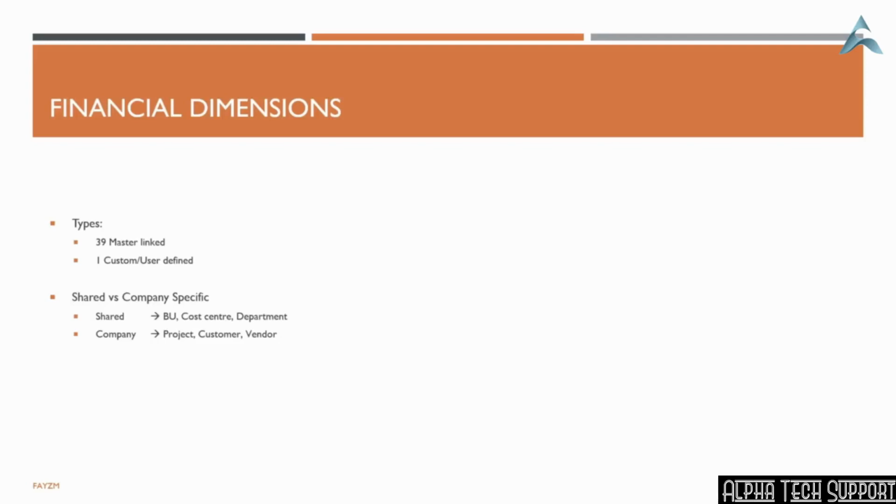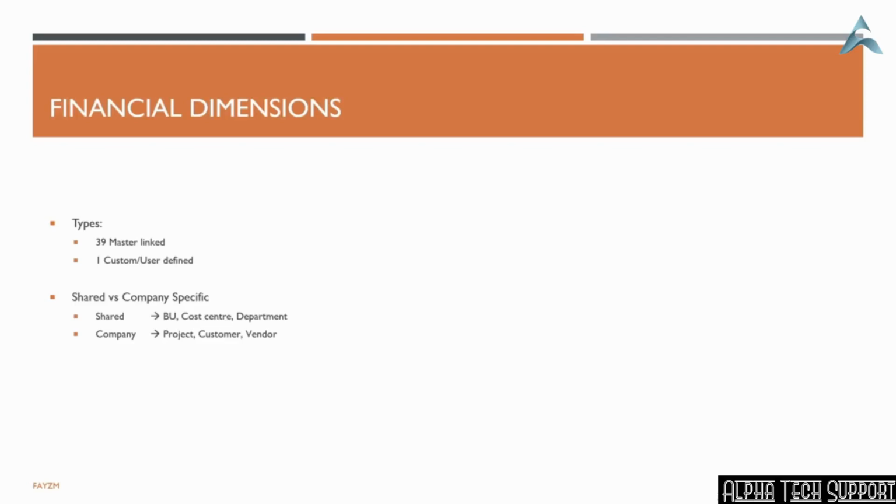We'll look at both of these dimension types, the master linked as well as the user-defined dimension type in our demo when we walk across into the application. Also, another point to keep in mind is that some of these dimensions are shared, like business unit, cost center, department. These are shared financial dimensions. So anytime that you create a new business unit, it will be available for selection, not just in one legal entity, but in all legal entities within the Dynamics 365 Finance instance.